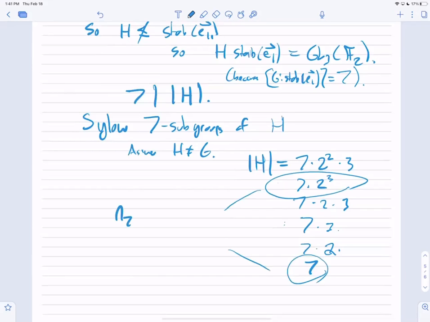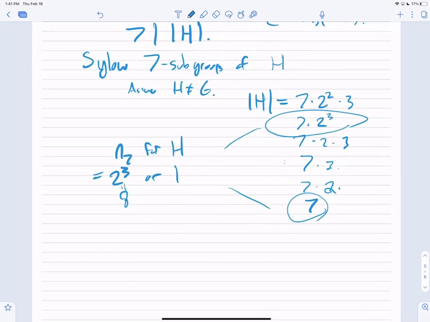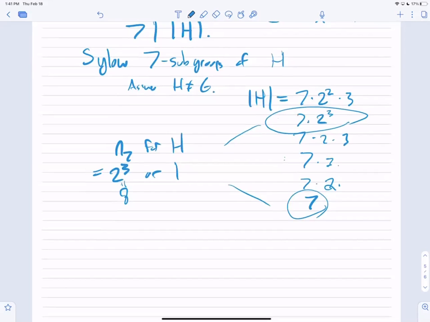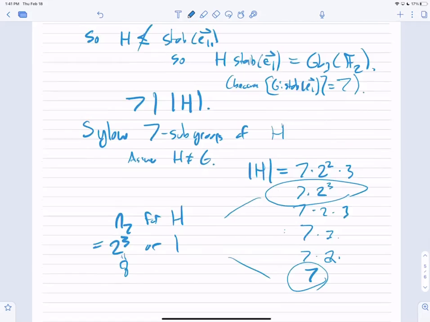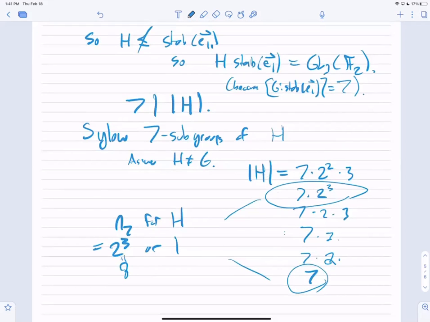Then the number of Sylow 7 subgroups of H is equal to 2 cubed or 1. So it's either equal to 8 or 1. I may come back in a second and show you it has to be 8. Actually, I'm probably going to show you right now it has to be 8.